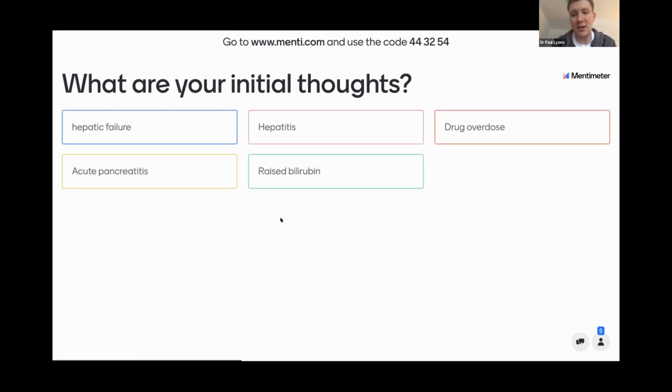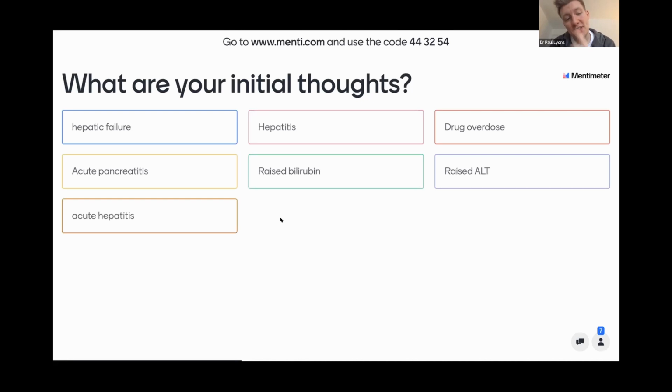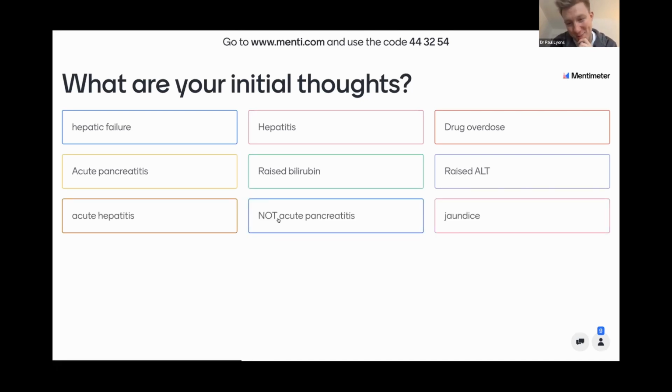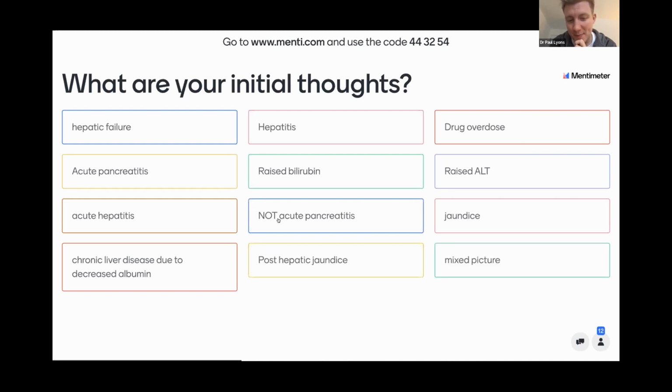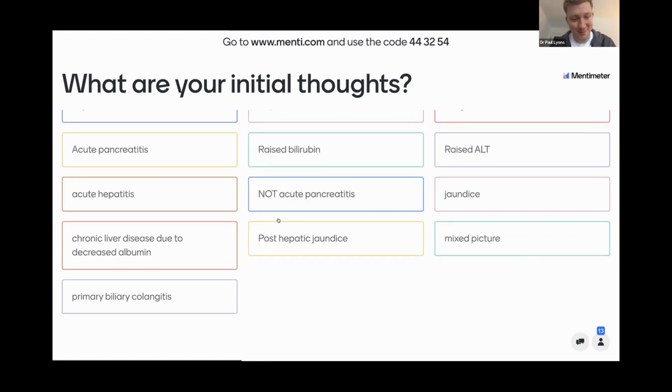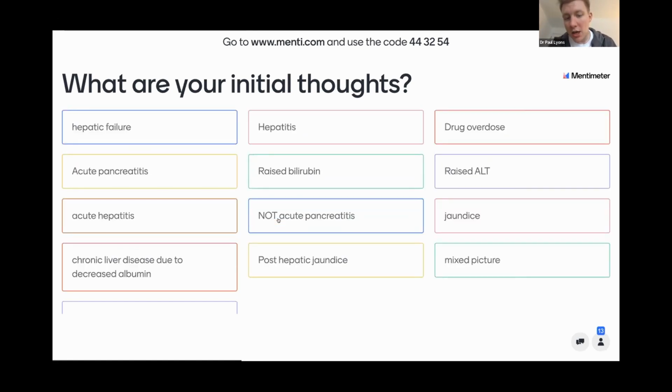Raised bilirubin, absolutely. Acute pancreatitis, interesting. Yep. Drug overdose, interesting. Raised ALT. Yep. So what I quite like about some of these is that you're just saying what you see, which actually in an OSCE is pretty important, isn't it? Not acute pancreatitis. Okay. Interesting. We're going to get a fight. Chronic liver disease due to decreased albumin, post-hepatic jaundice, mixed picture. So I can kind of see already primary biliary cholangitis, somebody's thinking. So you can already see that we're already getting quite a few different ideas here.